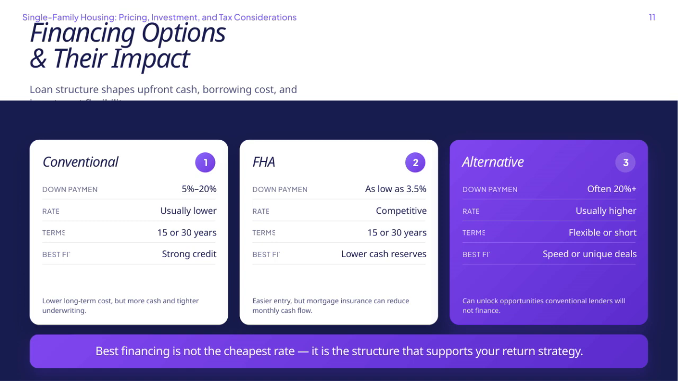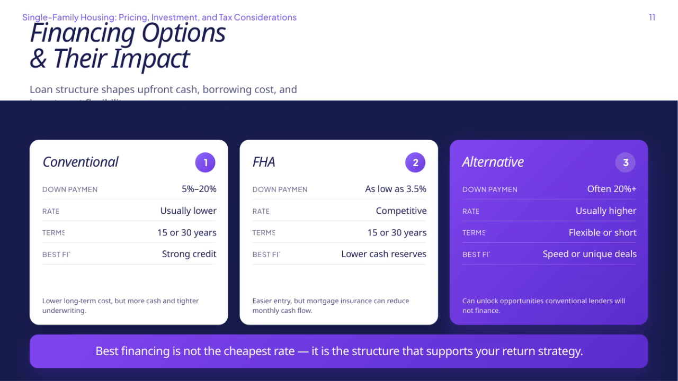Next, FHA loans offer a more accessible option with down payments as low as 3.5%. They feature competitive rates and similar term lengths of 15 or 30 years. FHA loans are ideal for those with limited cash reserves because they provide easier entry into homeownership. The trade-off is mortgage insurance, which can increase monthly payments and affect your cash flow.